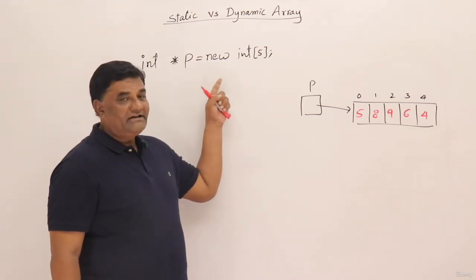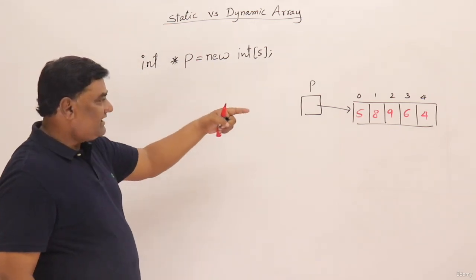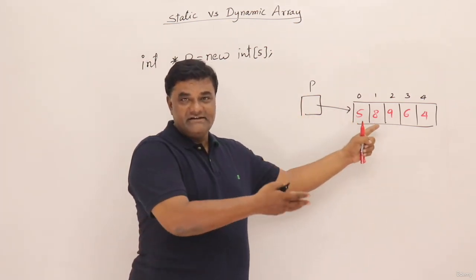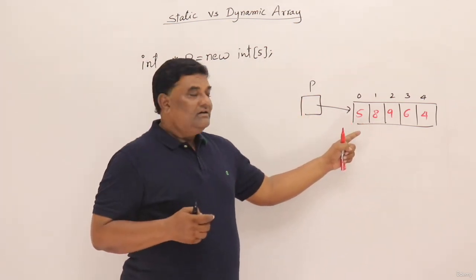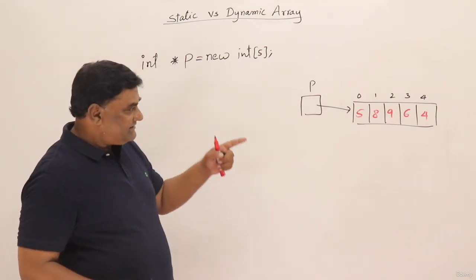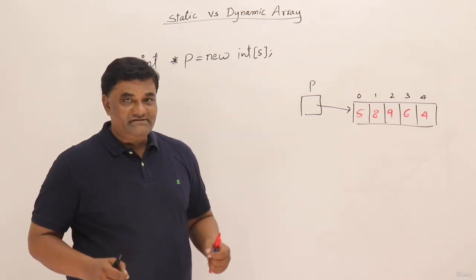Here already I have an array of size 5 that is created in heap, and a pointer is pointing to that array. So this is a pointer P, and this is in stack, this is in heap. We know very well now. So this is pointing there. Suppose it already has some elements. That size 5 is not sufficient for me. I want a larger size array.